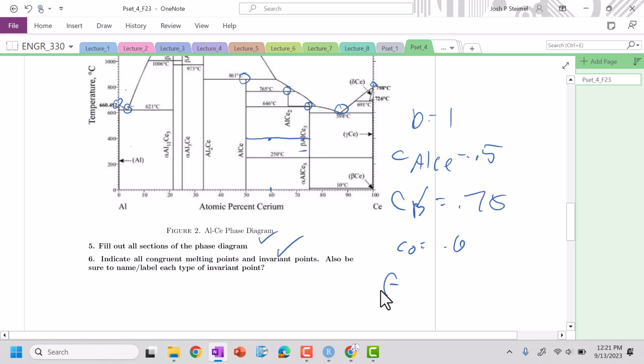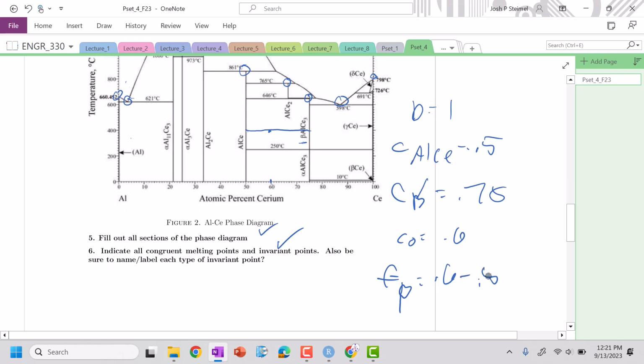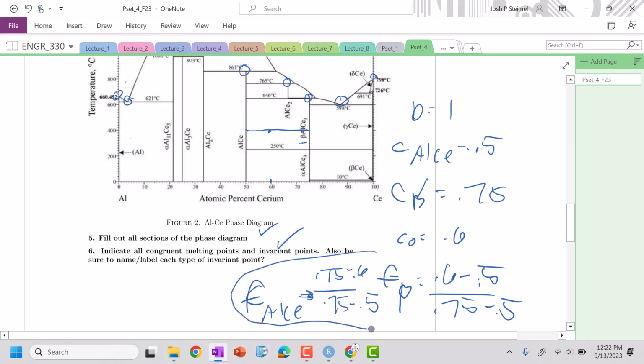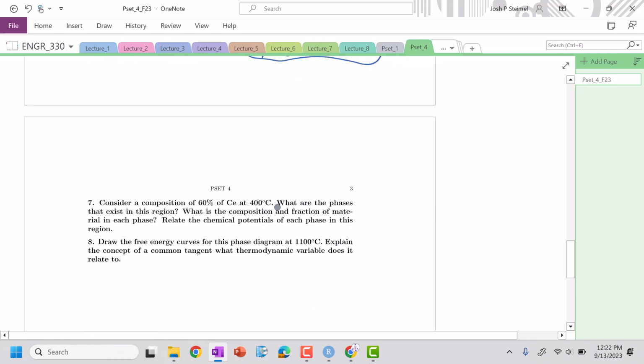So if I want the fraction in beta, for example, I'm going to run away. So I'm going to do 0.6 minus 0.5 over 0.75 minus 0.5. And if I want the fraction, excuse me, of ALCE, I am going to run the opposite direction. So 0.75 minus 0.6 over 0.75 minus 0.5. And that makes sense because you see that this is going to be a slightly larger fraction because we're closer essentially to that side. Fantastic. Same relationship of the chemical potentials.